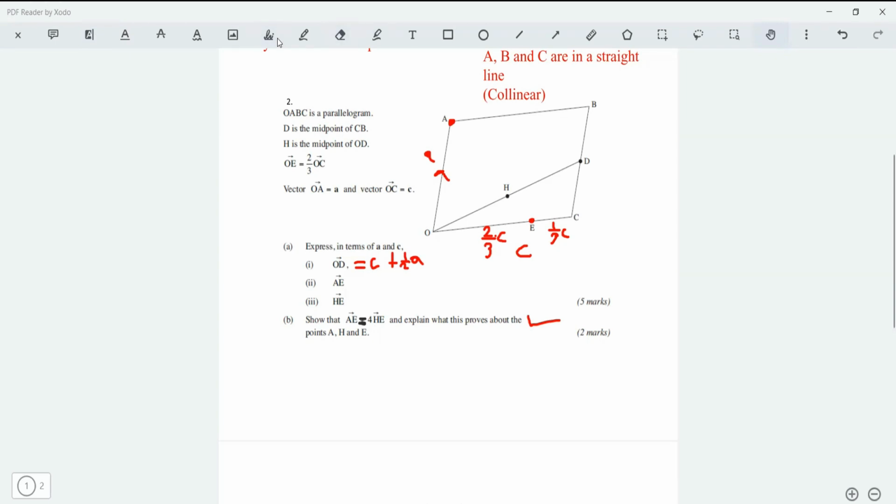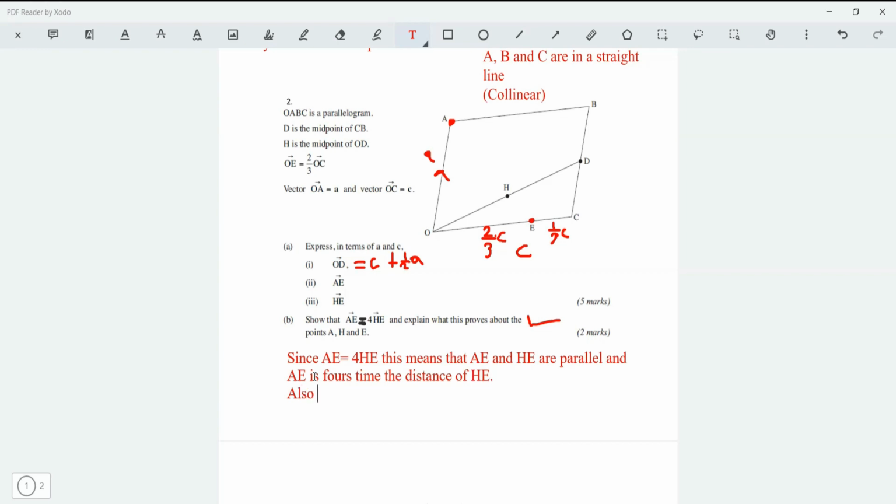Now, what that proves is, as I said, it's collinear. So since AE is equal to 4 times HE, I'm going to explain what it means. This means that AE and HE are parallel and AE is 4 times the distance of HE.